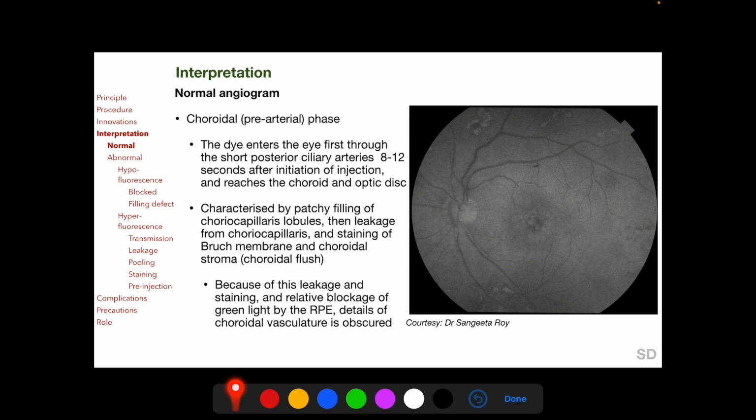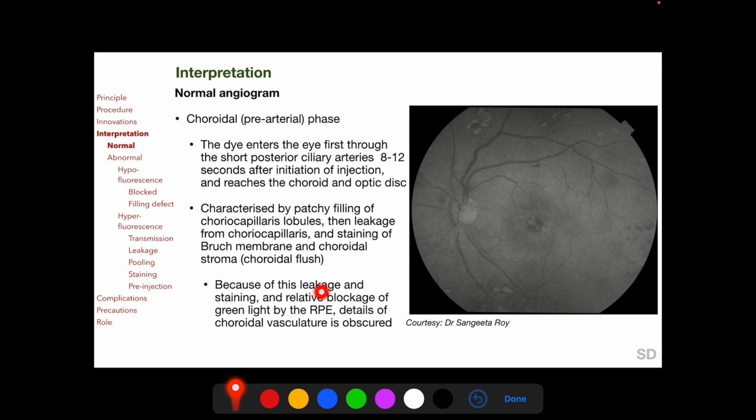So the sodium fluorescein dye first enters the eye through the short posterior ciliary arteries 8 to 12 seconds after initiation of injection and reaches the choroid and the optic disc. So this is called the choroidal or the prearterial phase, in which the retinal arteries and the retinal veins appear dark. This choroidal or prearterial phase is characterized by patchy filling of the choriocapillaris lobules as seen here in this photograph, followed by leakage from the choriocapillaris which have fenestrations, and ultimately staining of the Bruch's membrane and the choroidal stroma. And this pattern of filling is called choroidal flush.